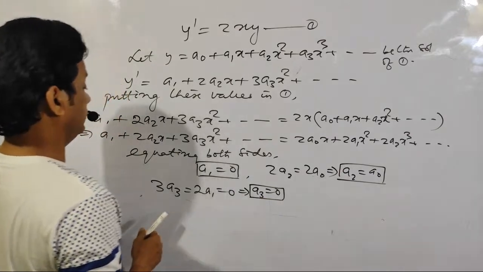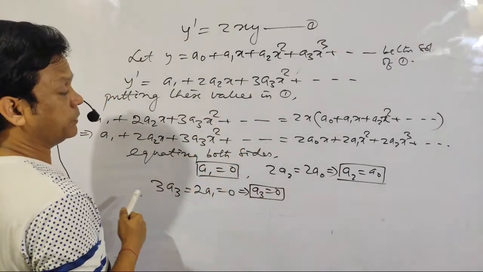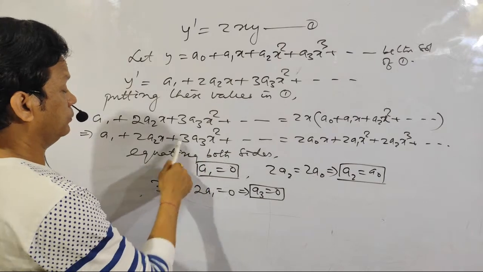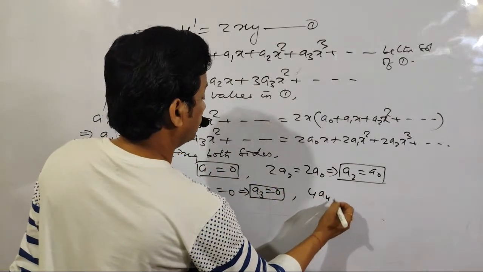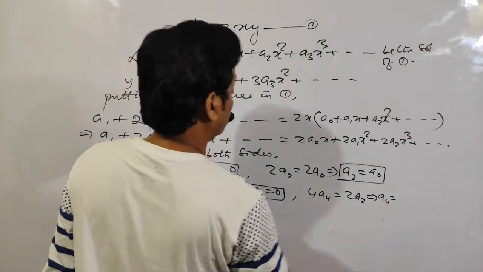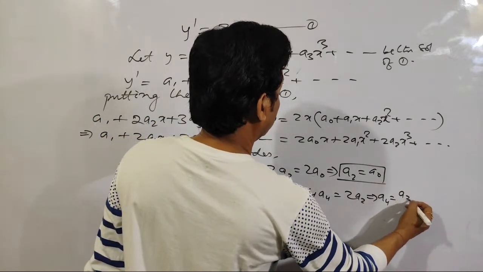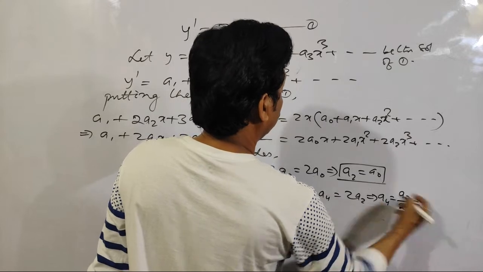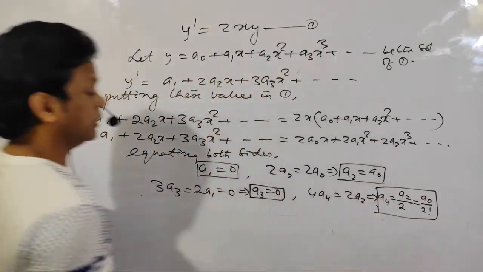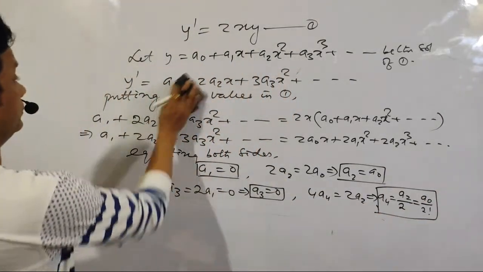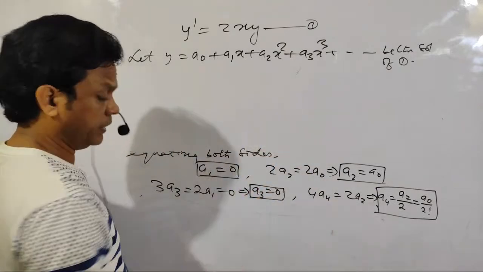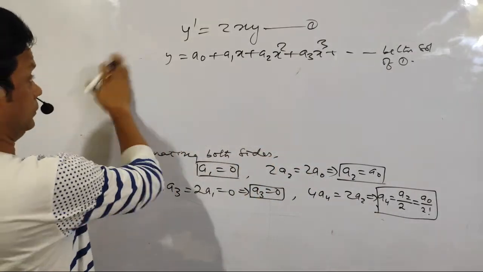Clear? Then if we take the next coefficient, it will be 4a4, and 4a4 will be equal to 2a2. 2 cancels out, a4 is equal to a2 by 2, and a2 is equal to a0, so a4 is a0 by factorial 2. Now, let us write the solution. That means all the odd coefficients will be 0: a1, a3, a5 will become 0.